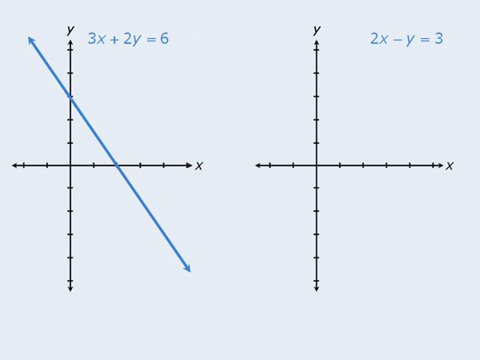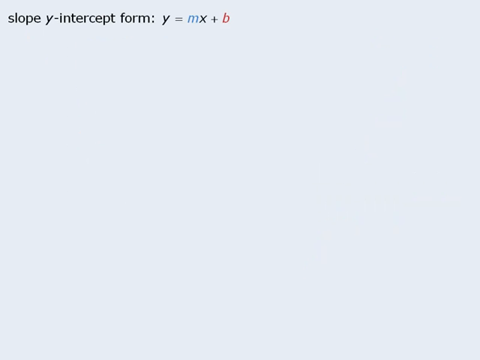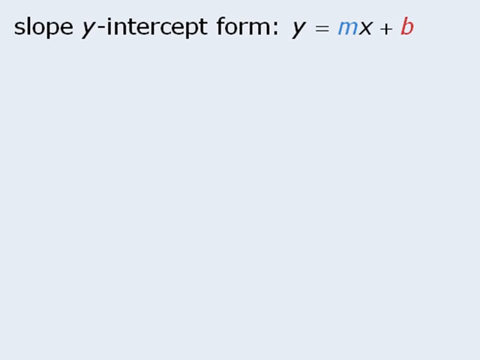What about the line corresponding to the equation 2x minus y equals 3? Well, once again, it is difficult to envision that this line looks like this. Now compare these two equations to equations written in slope y-intercept form, y equals mx plus b, where m and b are constant values.